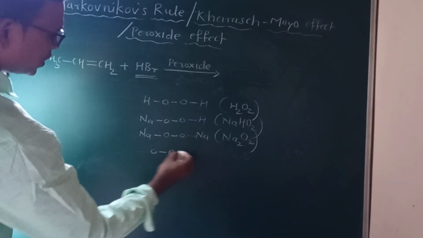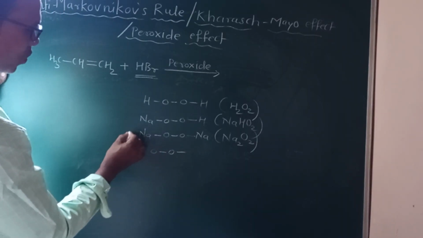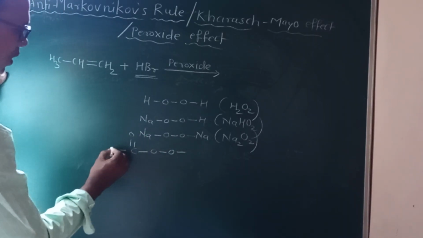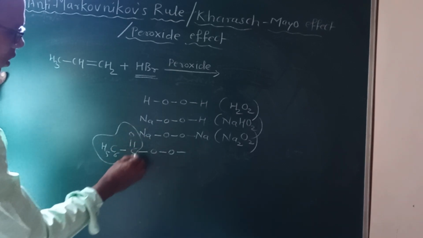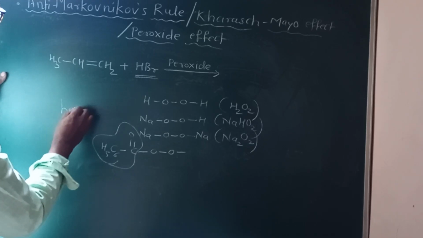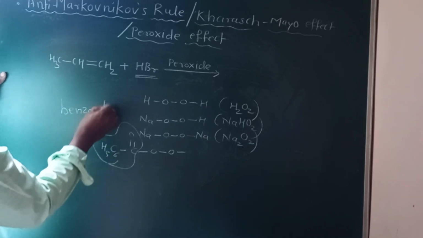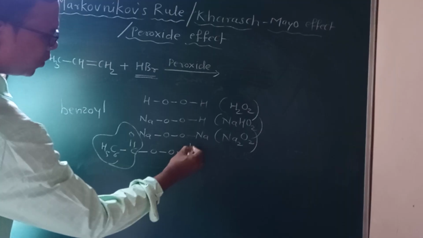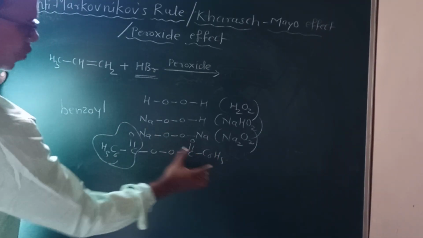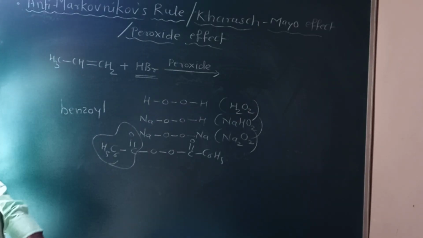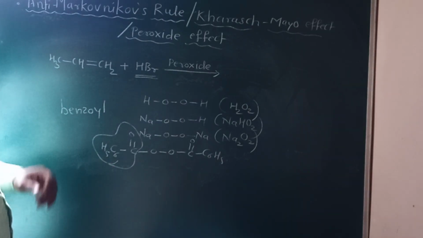also have this peroxide: C double bond O, then C6H5. Now this group is called the benzoyl group. And here also the same, C double bond O, and then C6H5. So the same group one more time. So it is called benzoyl peroxide.